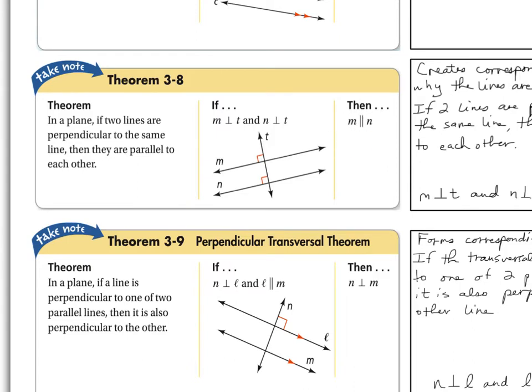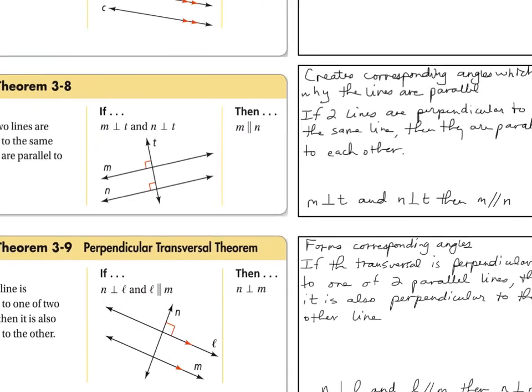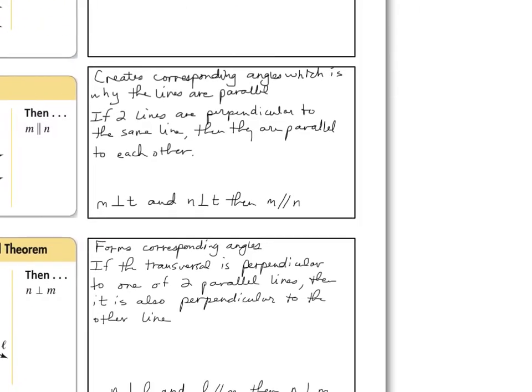Okay? So, it essentially creates corresponding angles. So it creates corresponding angles, which is why the lines are parallel. If two lines are perpendicular to the same line, then they are parallel to each other. If M and T are perpendicular, N and T are perpendicular, then M is parallel to N.